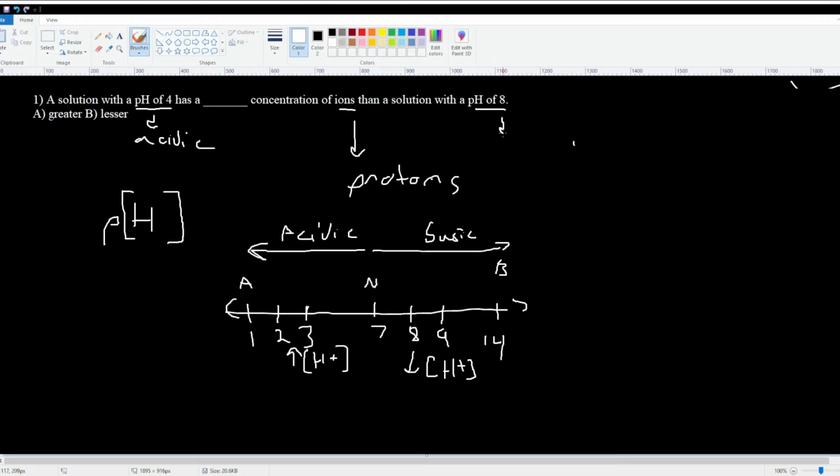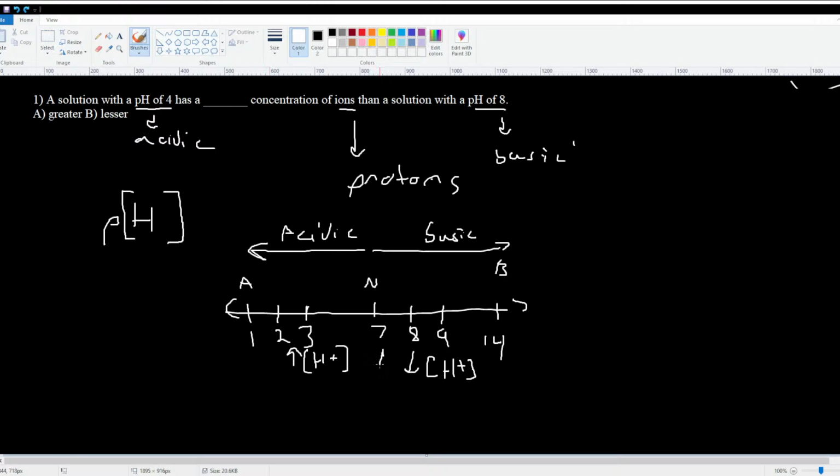Versus something with a pH of 8, that's going to be basic. We just learned this, of course. So acidic versus basic. So what's going on here? The question is asking whether it has a greater or lesser concentration of protons. So something with a pH of 4, as we just discussed, something that's acidic has a higher concentration of protons, right, than something that's basic. So something that's basic has a much lower concentration of protons.